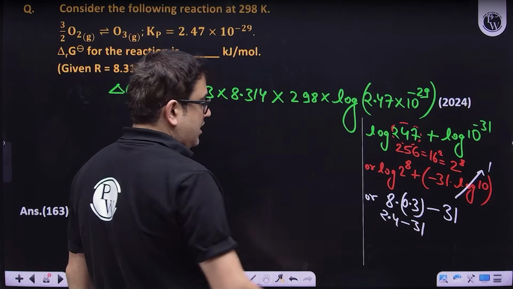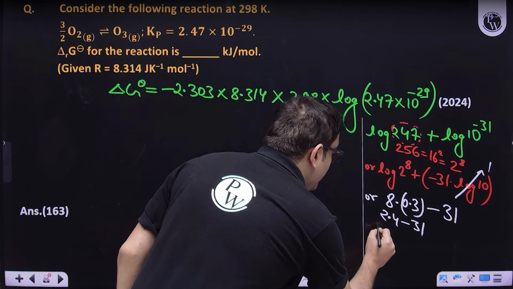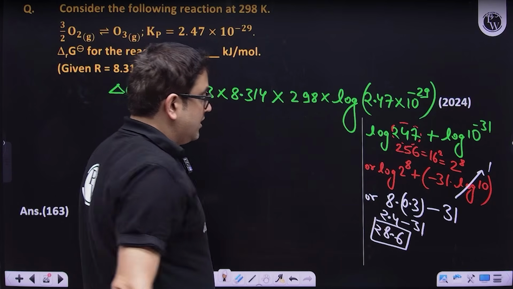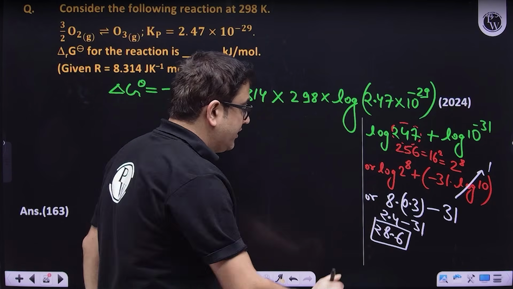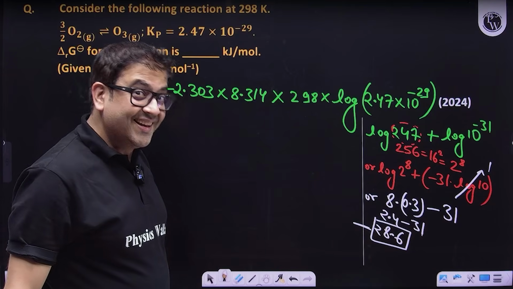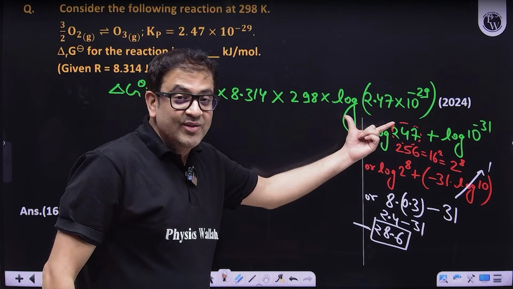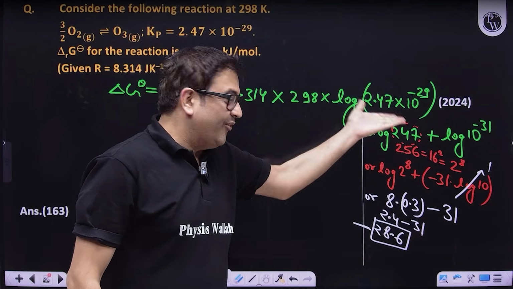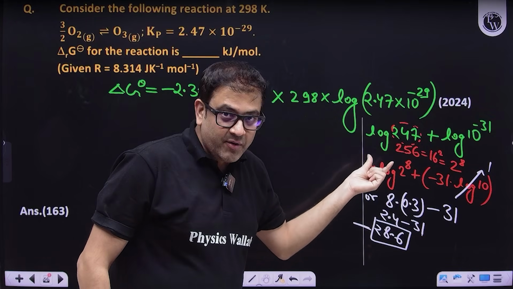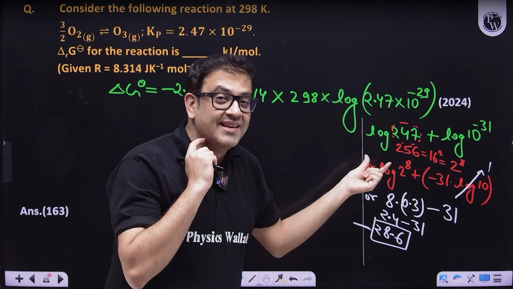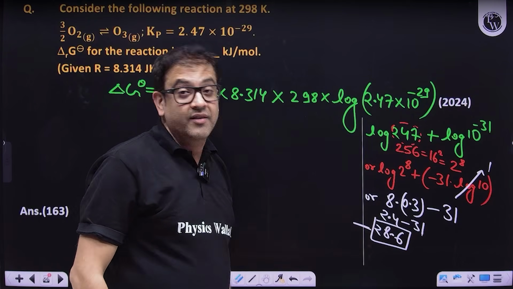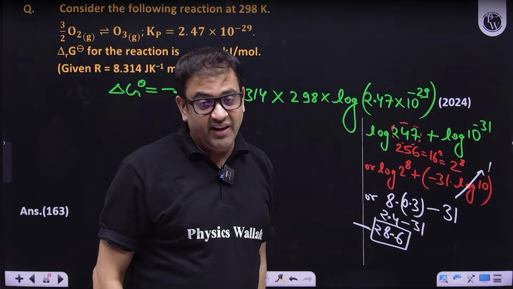So this is 28.6, but with a negative sign because this is minus 31. Sir, this log value is coming out to be negative. Obviously, the numerator is 2.47, the denominator is 10 raised to the power 29. So K is less than 1. If K is less than 1, log K will definitely be negative. But here I have to calculate this value, negative value also.